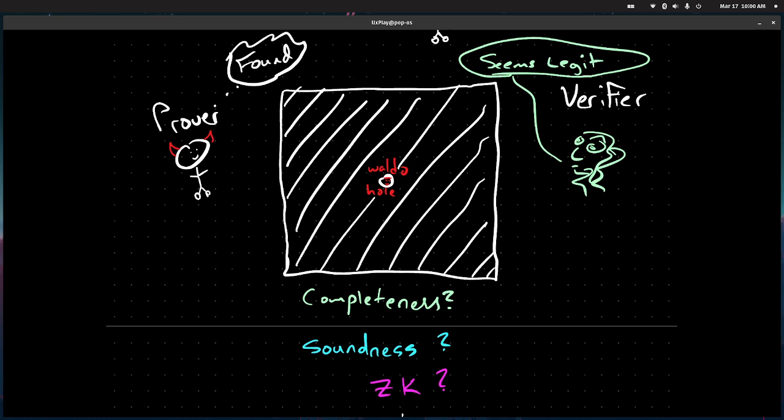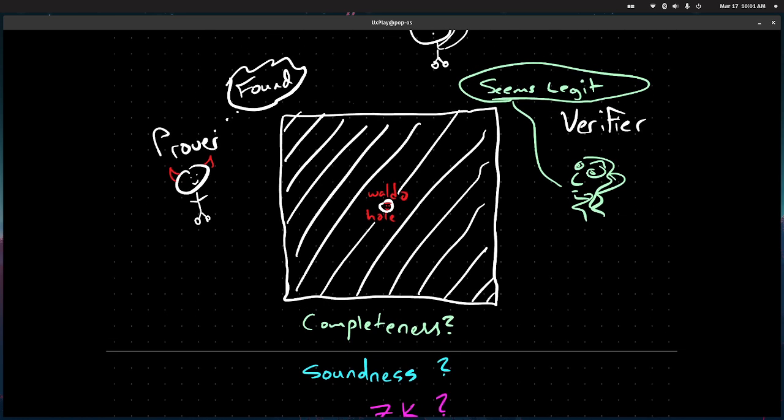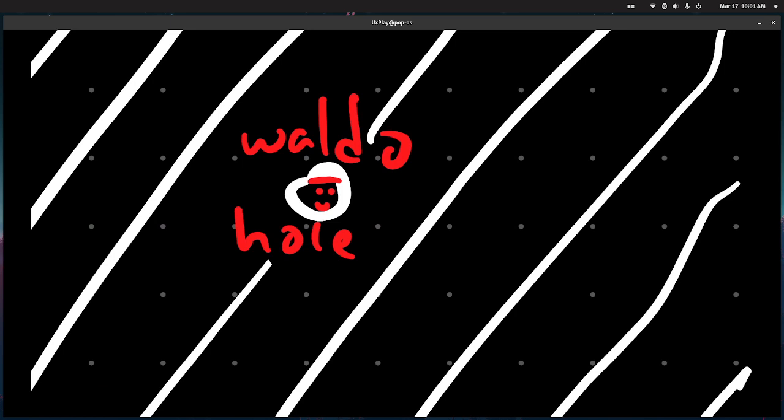And the last question is, is it zero knowledge? And so the zero knowledge part of this proof would be that if the verifier gets more information than they should have from the proof, other than, for instance, the prover knows where Waldo is, then the protocol is not zero knowledge. And maybe there's a little bit of background stuff going on behind Waldo. Like maybe we have this little snippet of a guy right here.